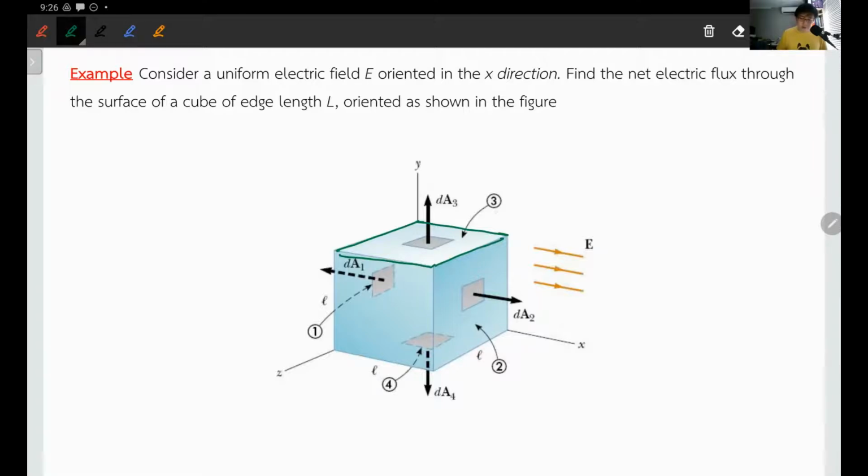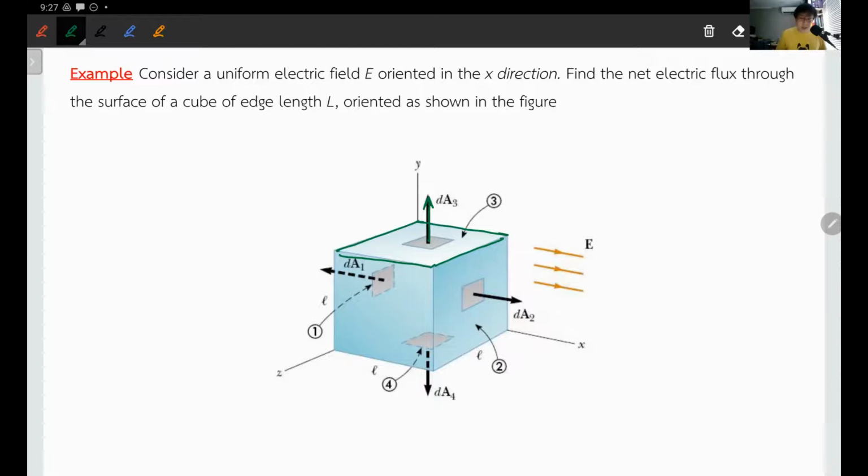If we call this surface number 3, the area vector of this surface will point upward. You guys with me? Perpendicular to the surface and pointing outward from the enclosed volume. Very good. But can you tell what is the net flux on this surface number 3? It's going to be 0.